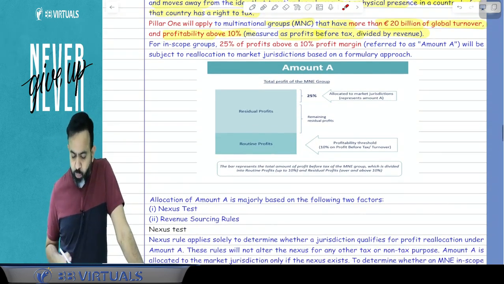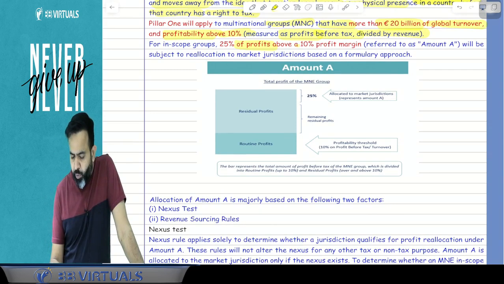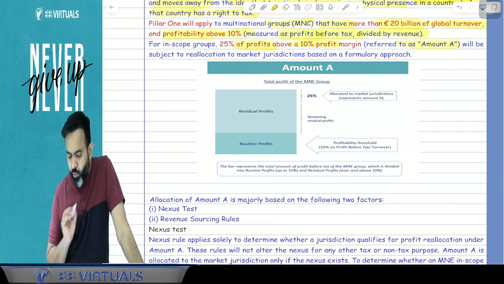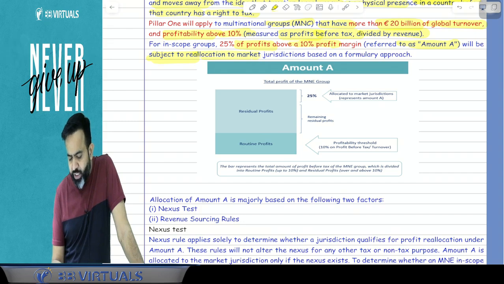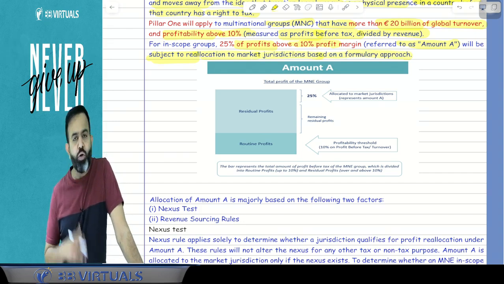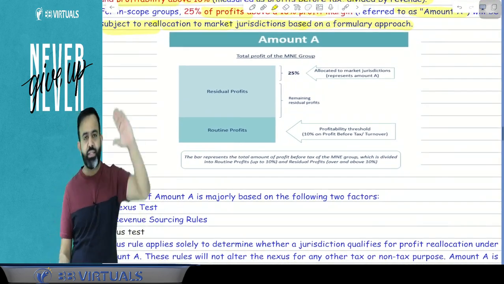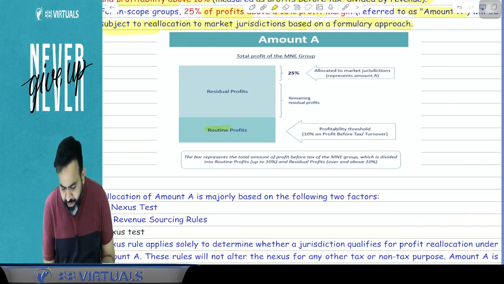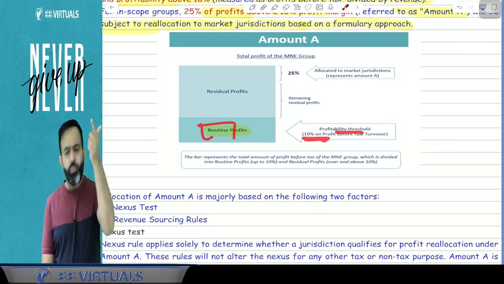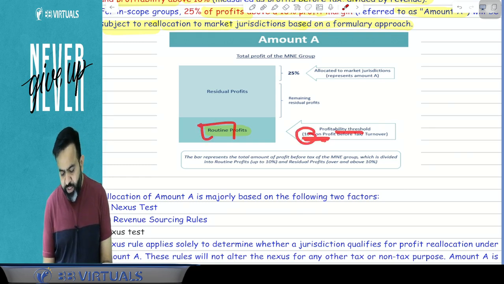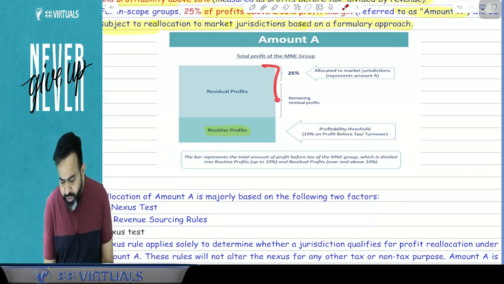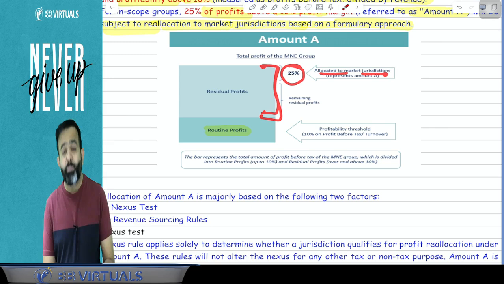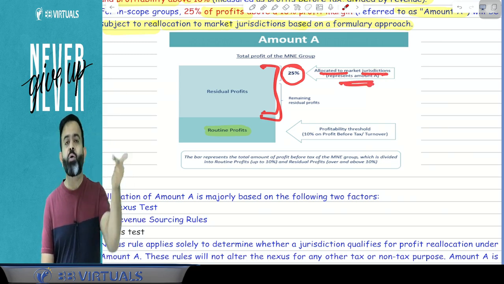Now, for the in-scope group, 25% of profit above the 10% profit margin, referred to as Amount A, will be subject to reallocation to the market jurisdictions based on the formulary approach. So what will happen? Just try to understand, there is an Amount A. How will this Amount A be allocated? So guys, here first is the routine profit. Your routine profit is a profitability threshold of 10% of profit before tax divided by turnover. So 10% profit is your routine profit, no issue. But guys, out of the residual profit, 25% profit is allocated to the market jurisdiction, and this is known as Amount A.